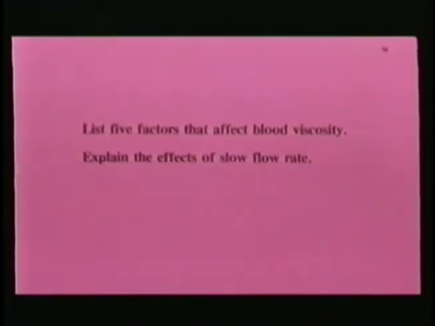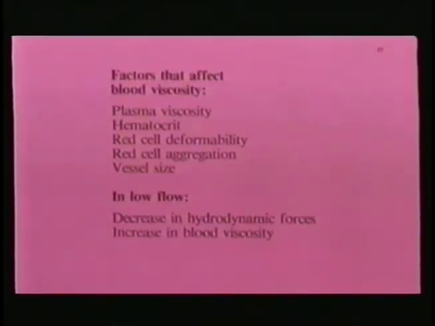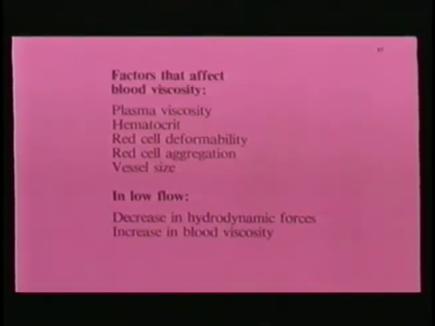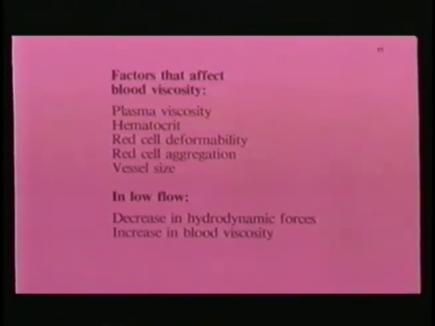56. We have discussed 5 factors that affect blood viscosity. List them and explain the effects of slow flow rate on blood viscosity. 57. Blood viscosity is affected by the plasma viscosity, hematocrit, red cell deformability, red cell aggregation, and vessel radius. In low flow states, there is a decrease in the hydrodynamic forces available to disaggregate and to deform the red blood cells. As a result, blood viscosity increases.